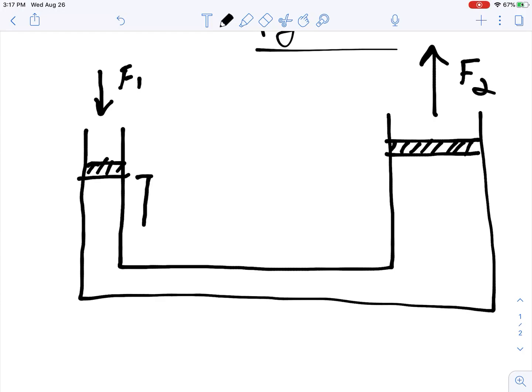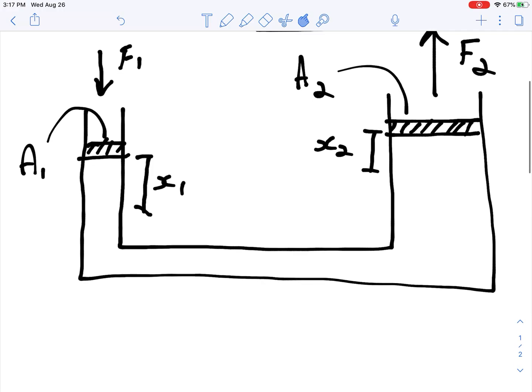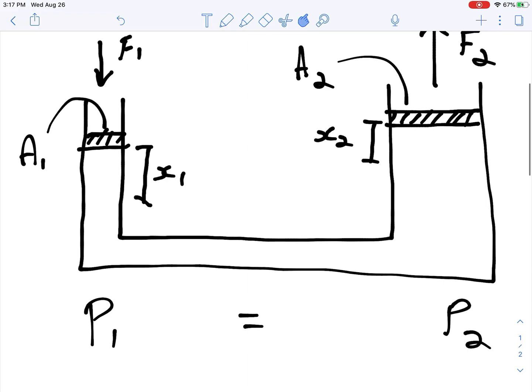If I move that piston some displacement, this piston is going to move some other displacement. This piston has cross-sectional area 1, and this piston is clearly bigger. It will have cross-sectional area 2. Okay? Let's move myself up a little bit, give myself a bit of room. Pascal's principle is saying that the pressure over here has to be the same as the pressure over here. Okay? So, what does that mean?